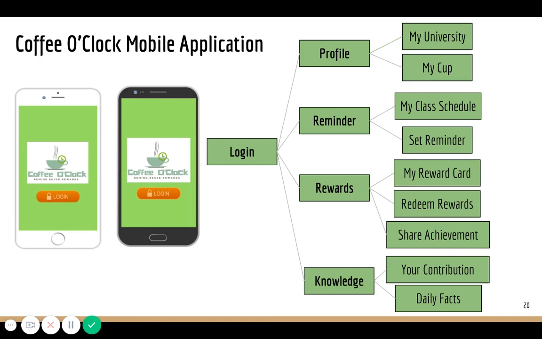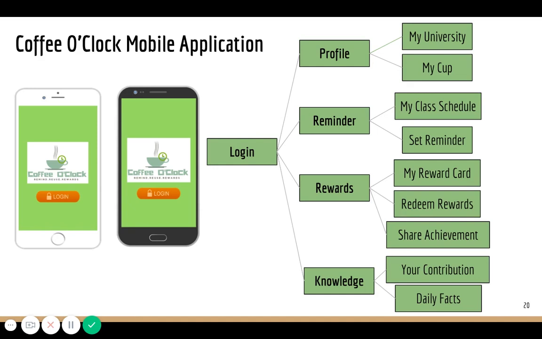Lastly, we have a Knowledge page. The Knowledge page consists of Your Contribution and Daily Facts. In the Your Contribution section, the application shows the user how one person rejecting a disposable coffee cup could contribute to the environment. This section aims to let the users know every effort is equally meaningful and important, and they are able to make a difference through this simple behavior.